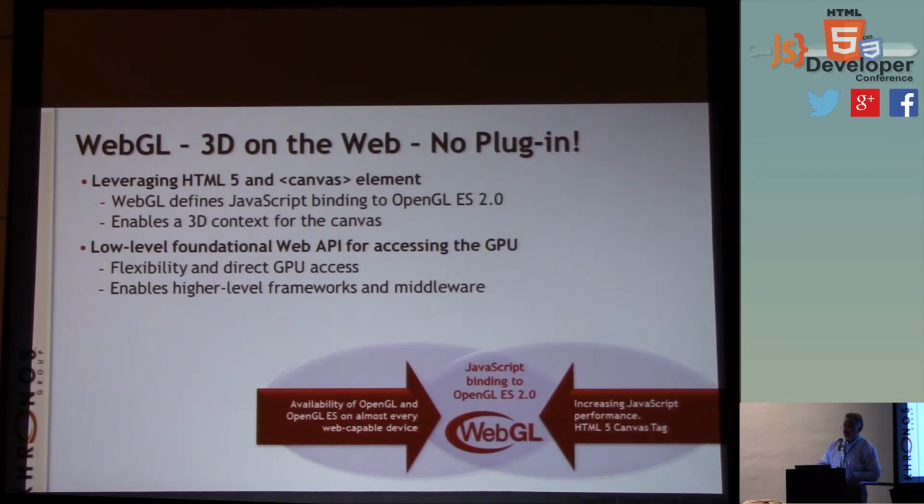So WebGL was the first web standard that the Khronos Group created, and it was originally initiated by Vlad at Mozilla, and comes from the realization that finally we have a 3D API that's pretty well available everywhere. OpenGL is available everywhere. Meanwhile, JavaScript performance is getting quite good, and we have the canvas. So bringing those two together, binding OpenGL ES into JavaScript, using the canvas, and letting us create a 3D context for the canvas is the essential idea behind WebGL.